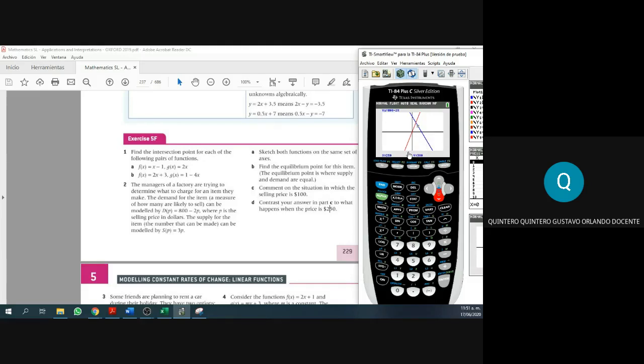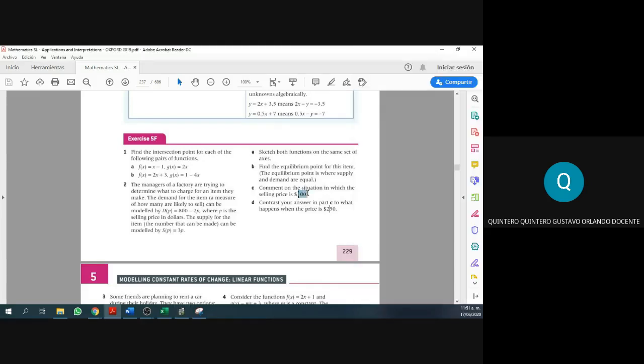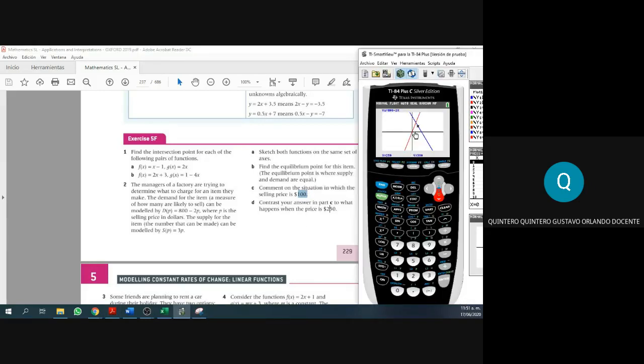And it makes sense. When we were at $100 per item, supply was lower than demand. People wanted more because the price is low. But again, since the price is low, we don't have enough money to make as many items as we would like to make. Supply is low, but the demand is high.